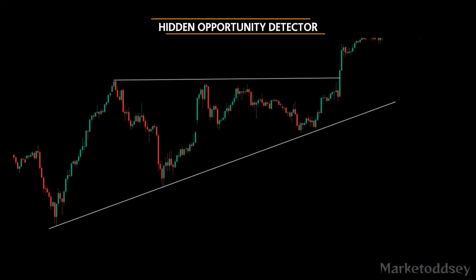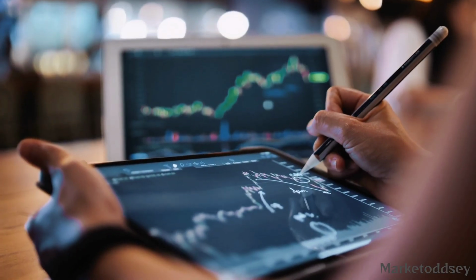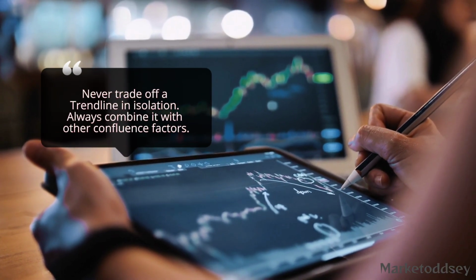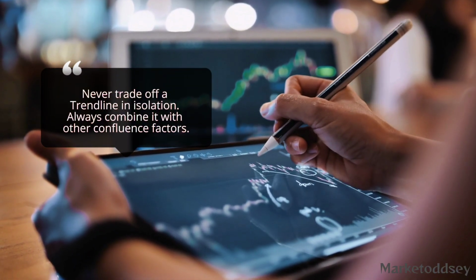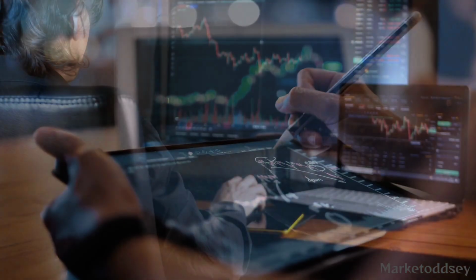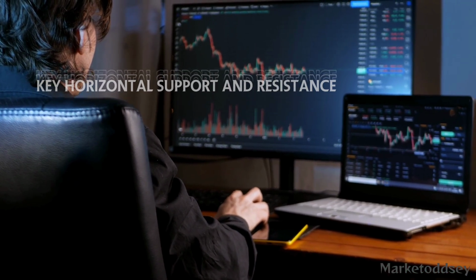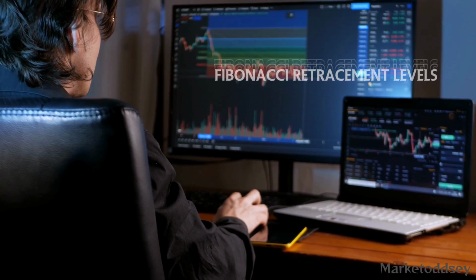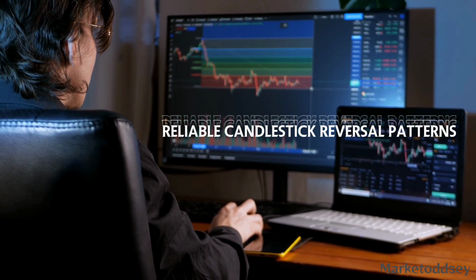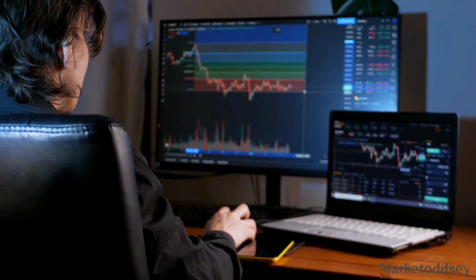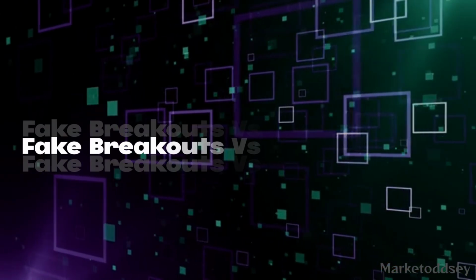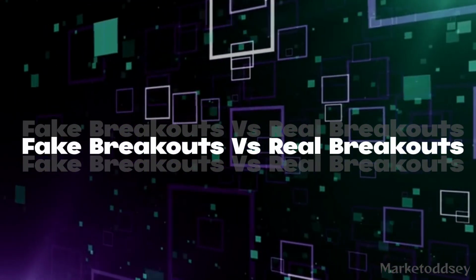Hidden opportunity detector: that random bounce you missed last week? A well-drawn trend line could have flagged it ahead of time, giving you a low-risk entry. But a quick warning: never trade off a trend line in isolation. Always combine it with other confluence factors: key horizontal support and resistance, Fibonacci retracement levels, or reliable candlestick reversal patterns. Confluence breeds confidence.